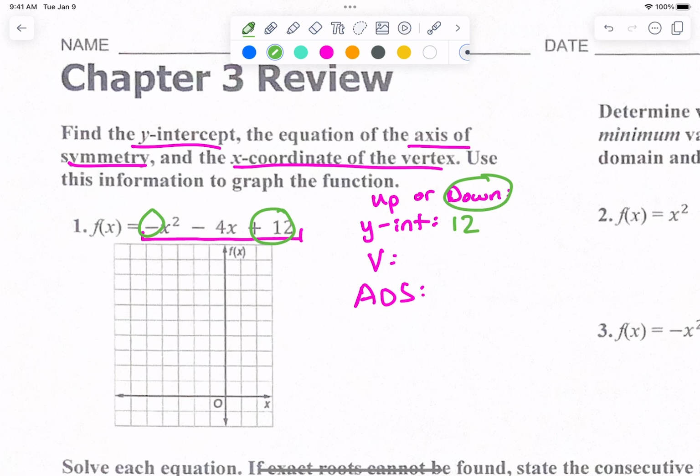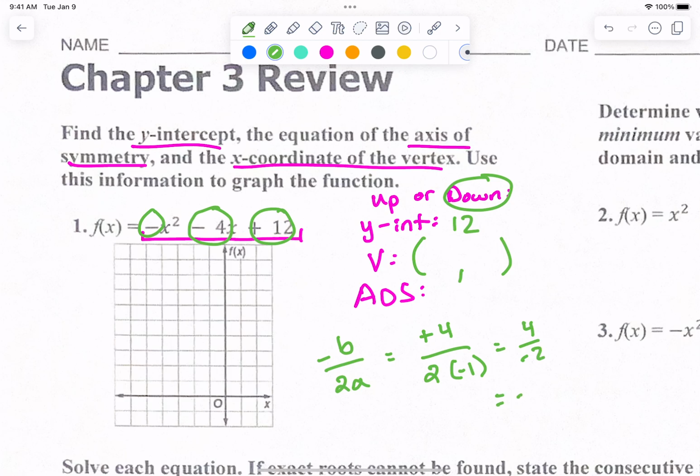Okay. The vertex. What's the little formula for finding the vertex? Negative b over 2a. B is negative 4. So he will be positive 4 over 2 times what's a? Negative 1, okay? 4 over negative 2 is negative 2. So negative 2 goes here, okay?